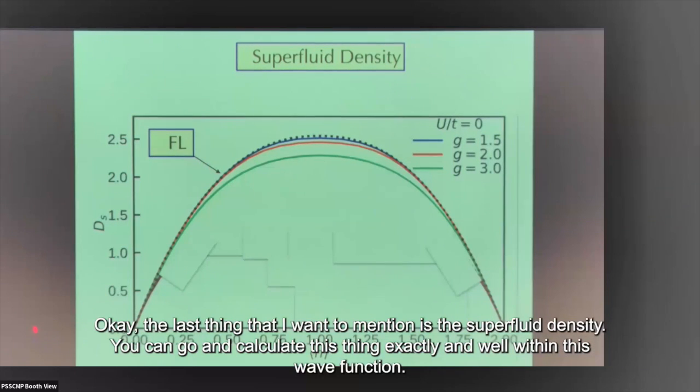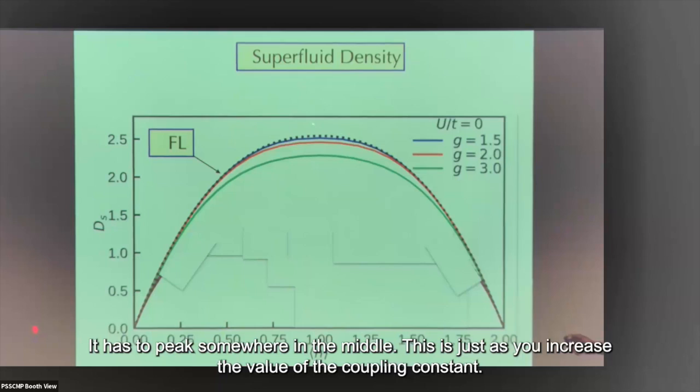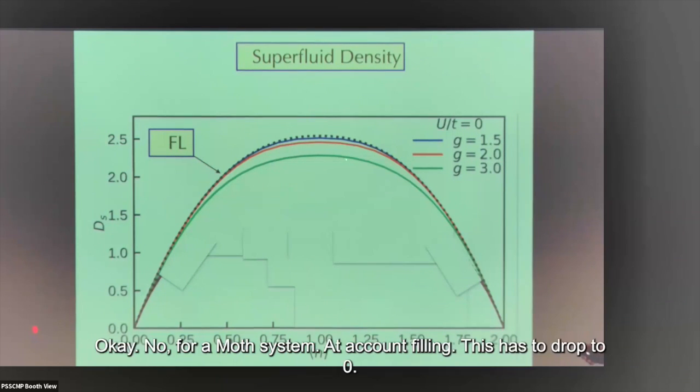You can go and calculate this thing exactly, well, within this wave function, and that's ds right here. In a Fermi liquid, it looks like this. It's the band insulator, and when the system is empty, you should have no superfluid density. It has to peak somewhere in the middle. These are just as you increase the value of the coupling constant. Okay, good.